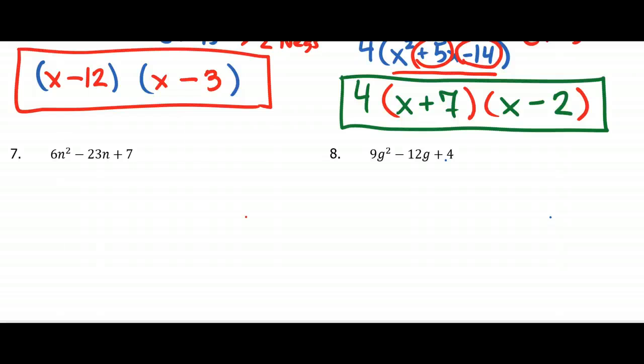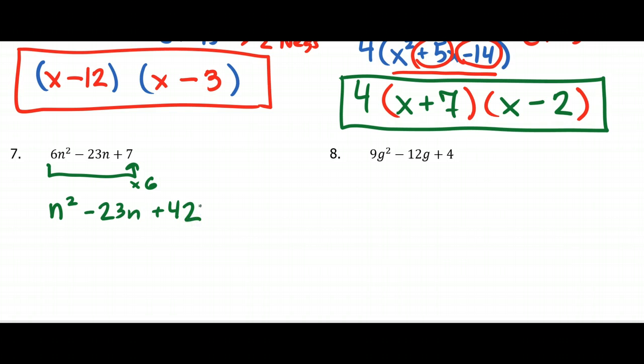Okay, number 7, I have 6n squared minus 23n plus 7. There's no GCF for this problem. Okay, this is not a perfect square trinomial either, and my leading coefficient isn't 1 either, so I need to use slide and divide. So I'm going to slide this 6 over. I'm going to multiply my 7 by 6. That's going to give me the new trinomial n squared minus 23n plus 42.